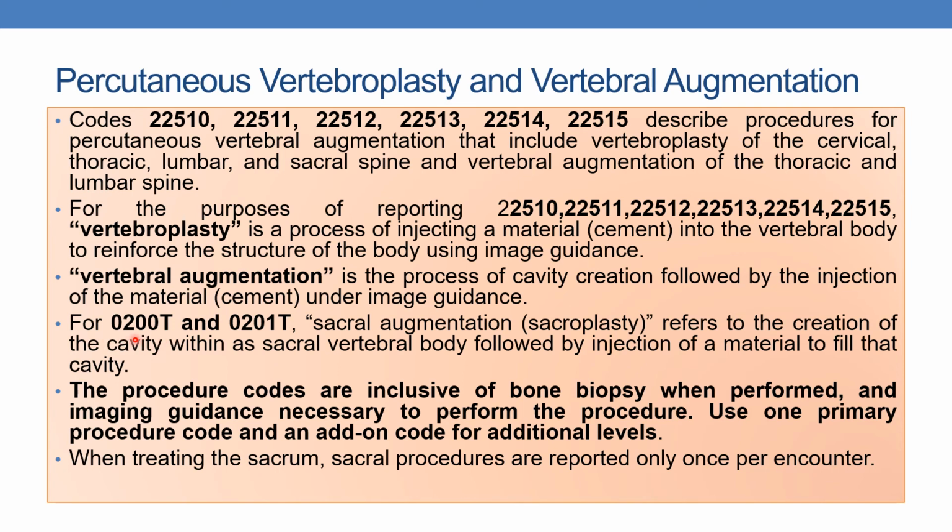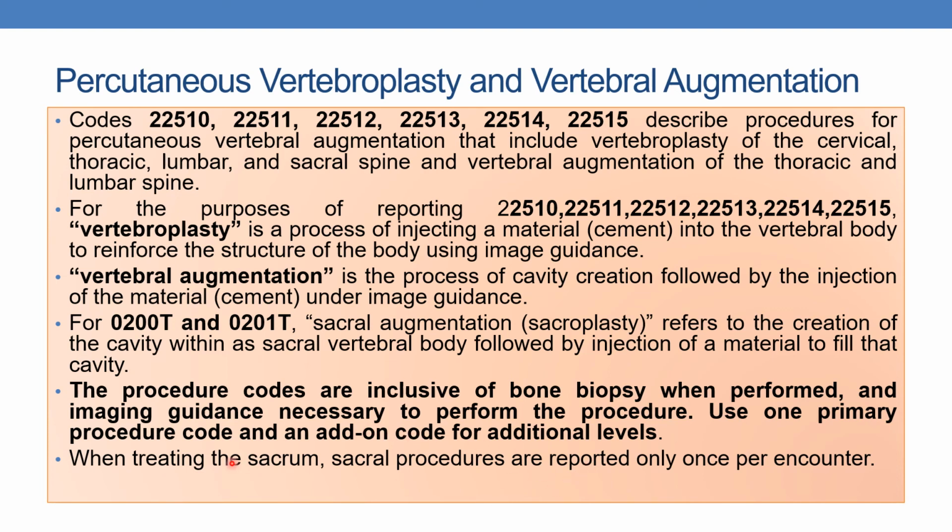And for reporting 0200T and 0201T, sacral augmentation, which is nothing but sacroplasty, refers to creation of a cavity within the sacral vertebral body followed by injection of the material to fill the cavity. Sacral augmentation is given by the codes 0200T and 0201T. The procedure codes are inclusive. All these vertebroplasty and vertebral augmentation codes are inclusive of bone biopsy. You need not separately report bone biopsy when performed, and imaging guidance is also included.